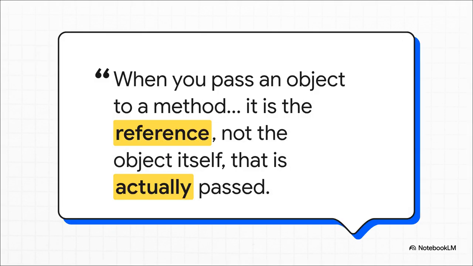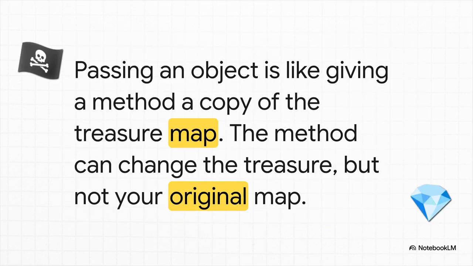But with objects, as this quote says, the situation changes dramatically. You see, it's the reference that gets passed, not the object itself. So the method doesn't get the object, it gets the location of the original object. It knows where it lives. This brings me to my favorite analogy for this, the treasure map.